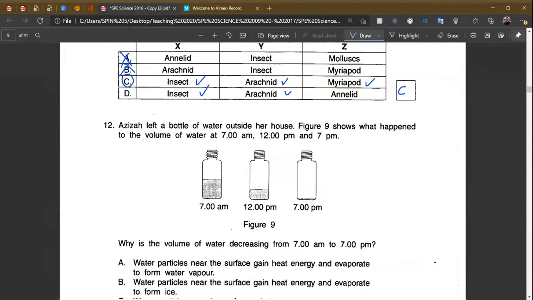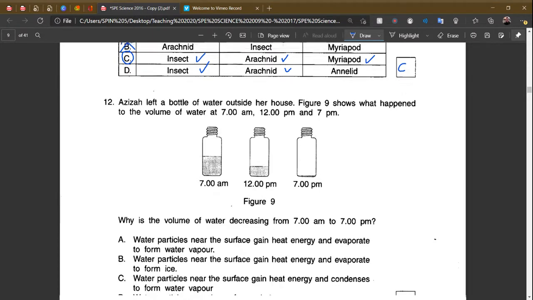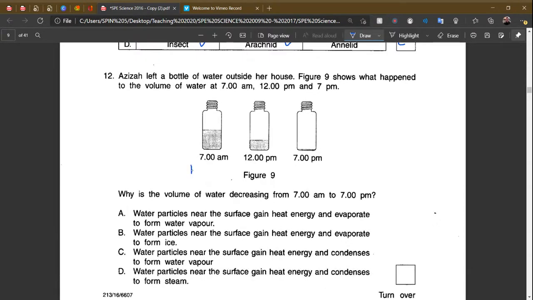Number 12. Aziza left a bottle of water outside her house before 9. Figure 9 shows what happened to the volume of water at 7 a.m., 12 p.m., and 7 p.m. So 7 a.m. is in the morning, 12 p.m. is in the afternoon, and 7 p.m. is at night already.